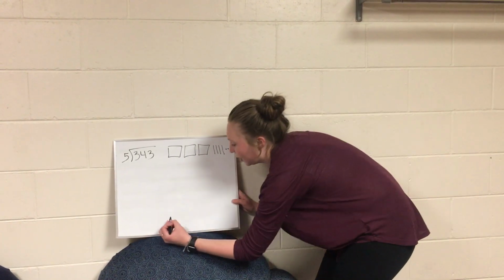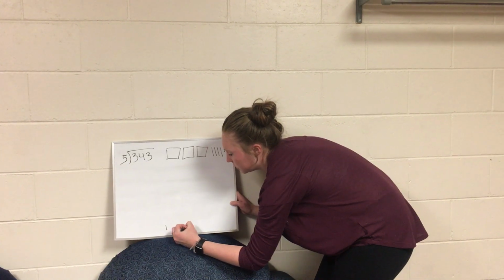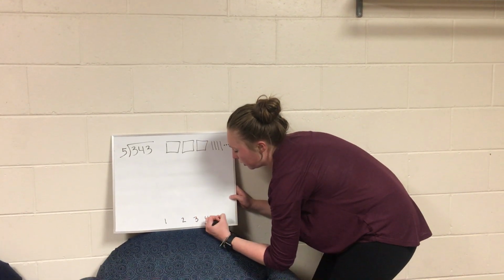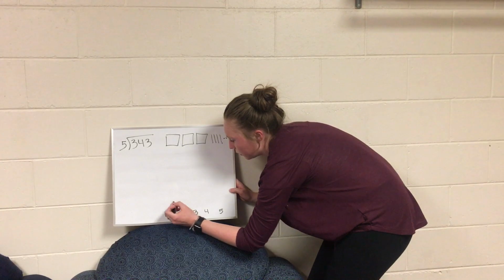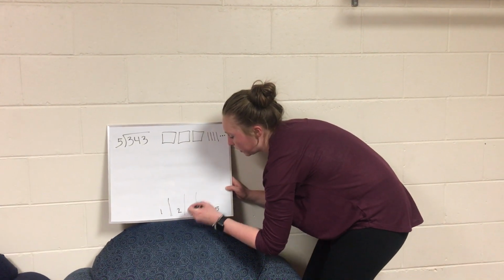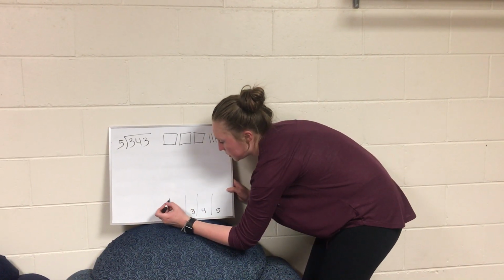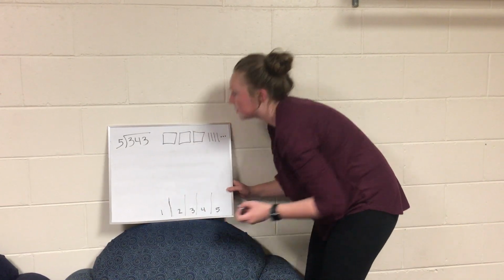So first we have our groups down here. So we're going to have 1, 2, 3, 4, 5. And we want to divide up our base 10 blocks into these 5 equal groups as our end product.